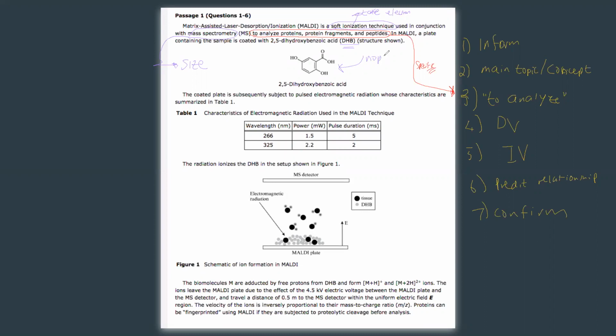That's carboxylic acid, aside from that, and then not really. Nope, not really, right? So we read ahead and we see this piece here, right? So talk to me about this. What does this mean to you when you see this? That the coated plate is going to be subjected to electromagnetic radiation. That it's going to undergo, coated plate is subsequently subject to pulsed.